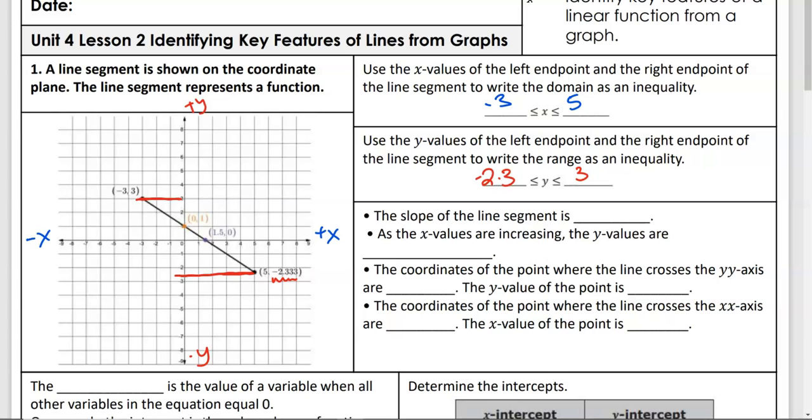Some other key features we're going to look for. It's a line, so we have a slope, right? Slope is how we move, which is why in our y equals mx plus b, it's our m value, how we move. So let's go from this point to this point. How did I move? We went down 2 and we went over 3.